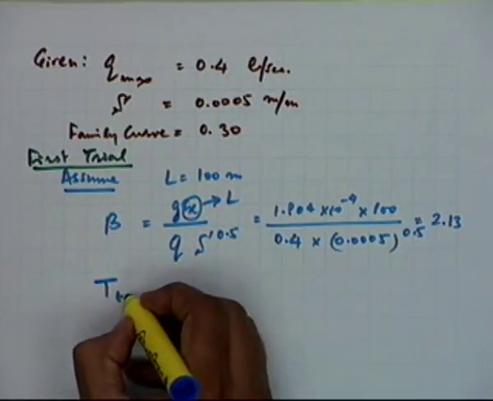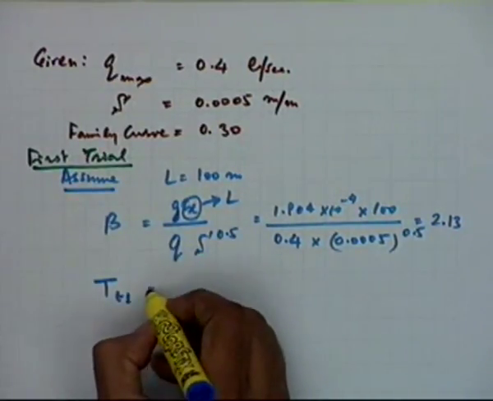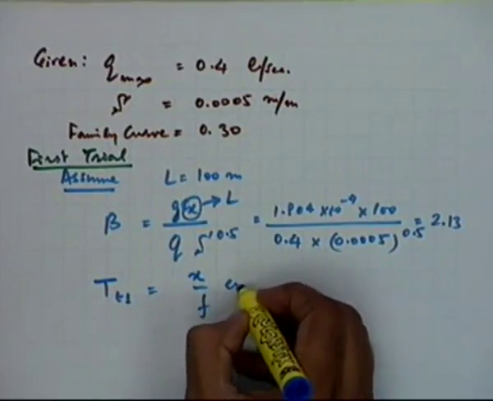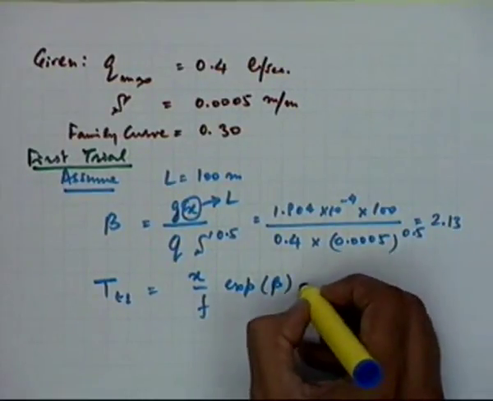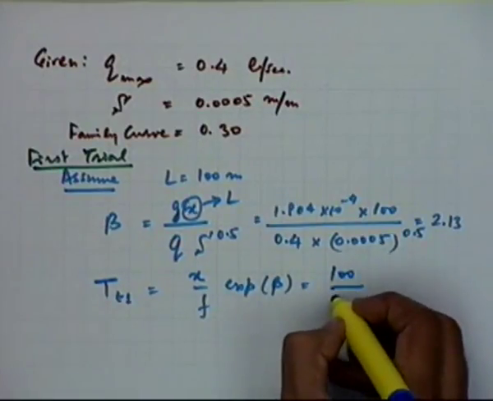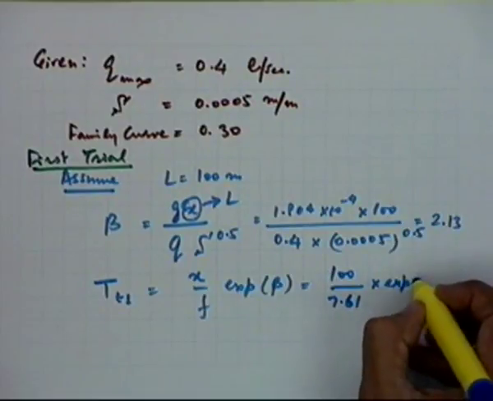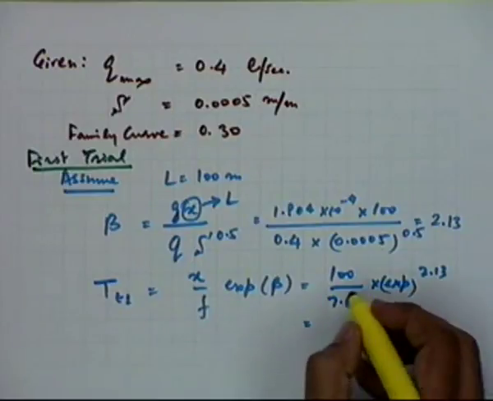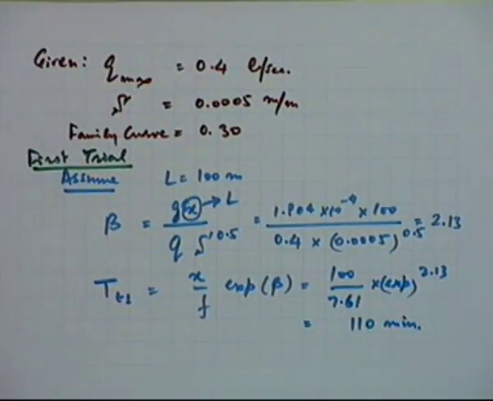I'll call it T1 because this is the first trial. This is given by the relationships we have seen earlier. So this will evaluate to be, with the exponent of beta being 2.13, 110 minutes.